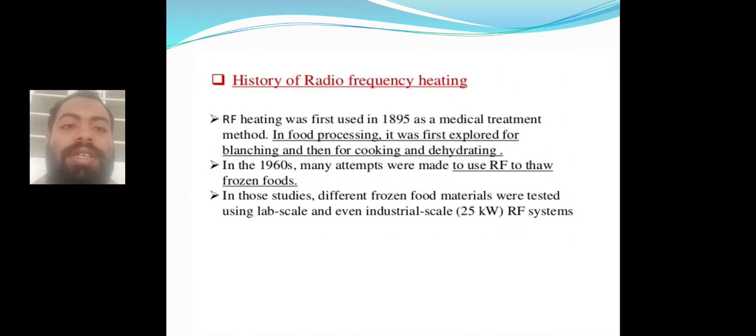History of radio frequency heating. It was first used in 1895 as a medical treatment method. In food processing, it was first explored for blanching and then for cooking and dehydrating. In the 1960s, many attempts were made to use radio frequency to thaw frozen foods. In those studies, different frozen food materials were tested using lab scale and even industrial scale, that is 25 kilowatt RF systems.